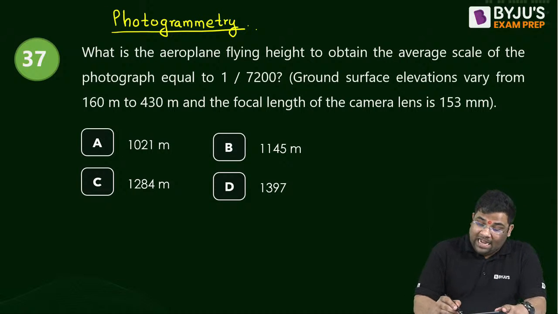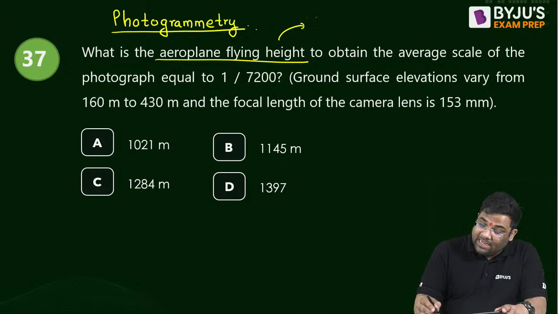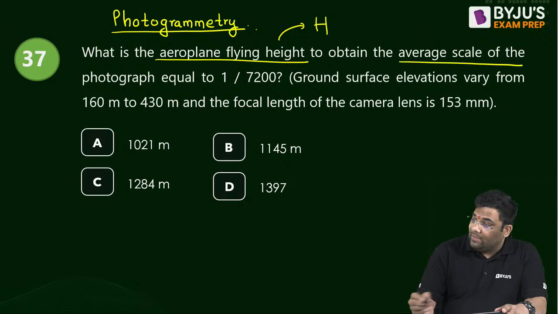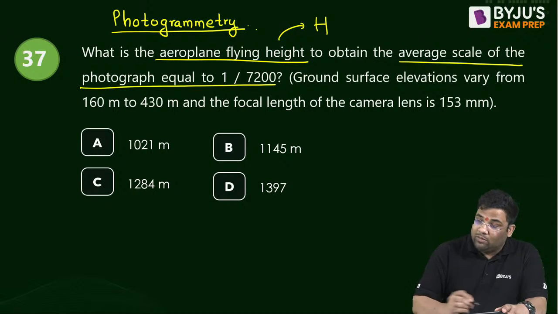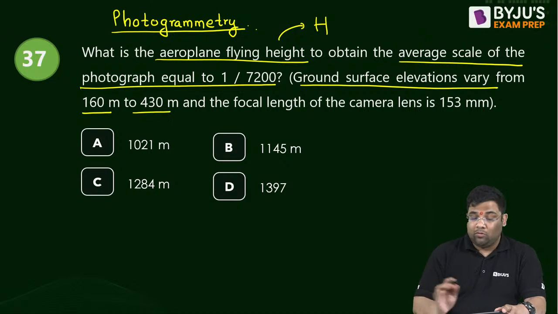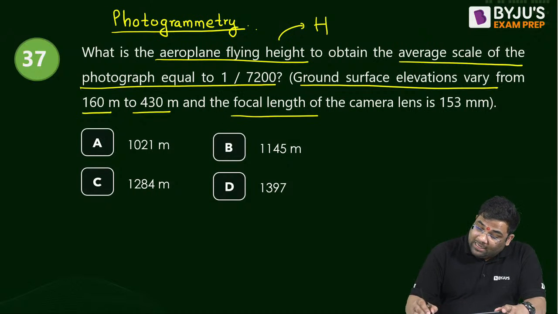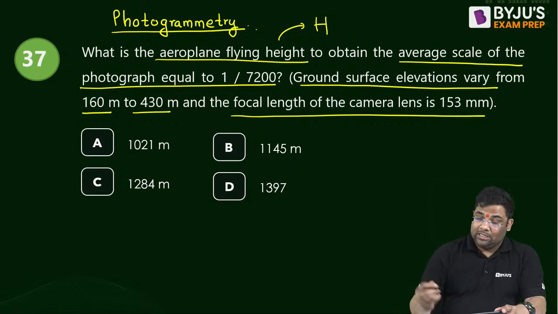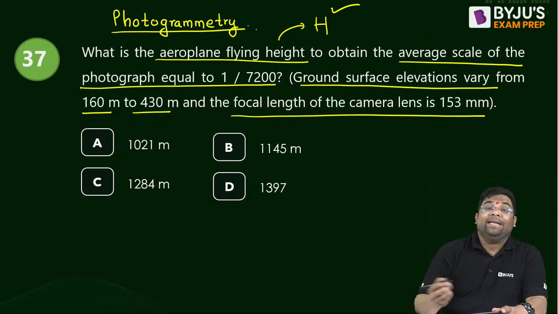So the aeroplane flying height, you have to find out the flying height. It is h. The scale is given. It is 1:7200. Okay, and the ground elevation varies from 160 to 430, and the focal length is given 153. So give me this flying height h.